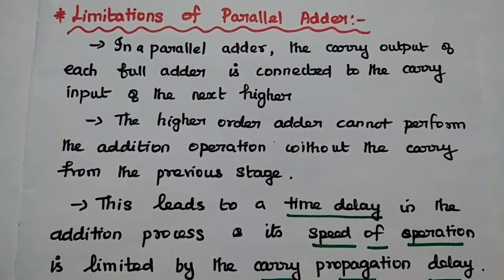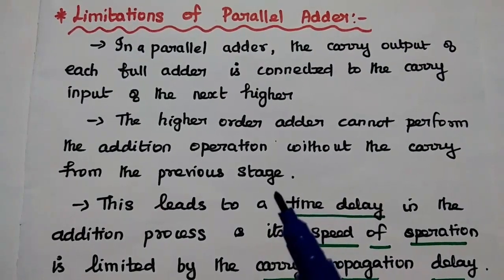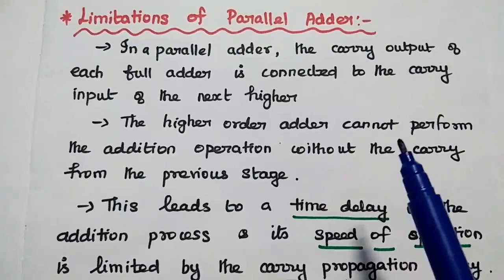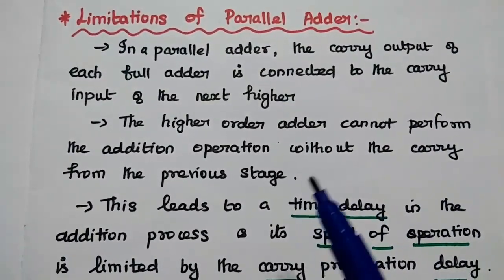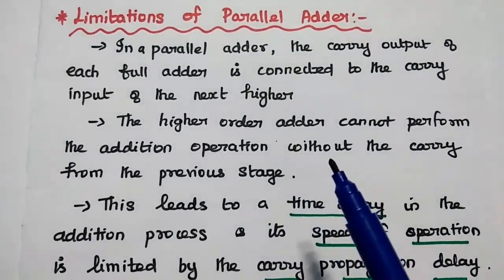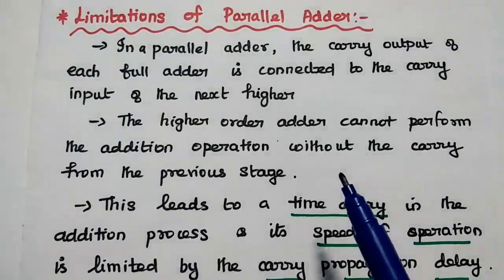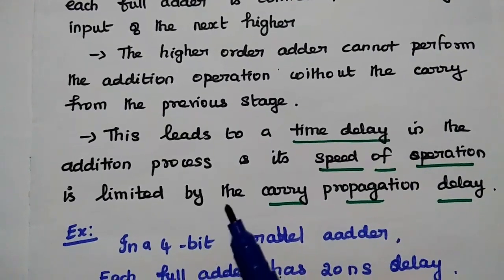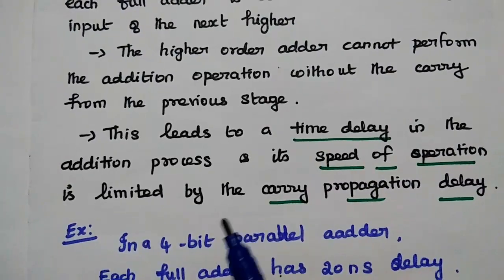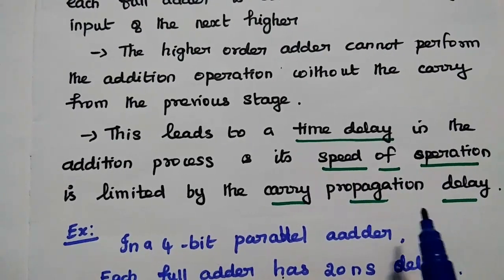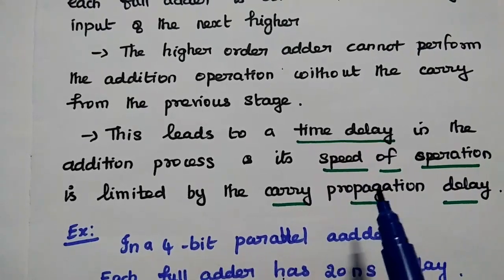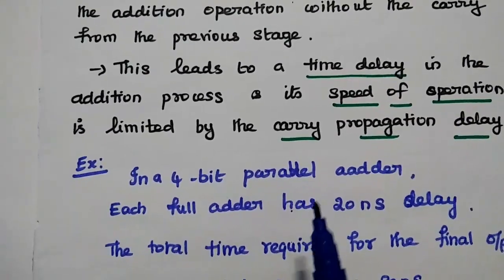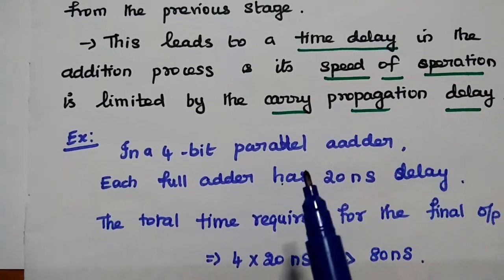Limitations of the parallel adder. In a parallel adder, the carry output of each full adder is connected to the carry input of the next higher adder. As we know, the carry output of each stage is given as input to the next stage. Hence, the higher order adder cannot perform its operation without the carry from the previous stage. This leads to a time delay in the overall addition process, and its speed of operation is limited by the carry propagation delay. The propagation delay is the time difference between the applied inputs and the generated outputs, that is, the time taken for generating the output.